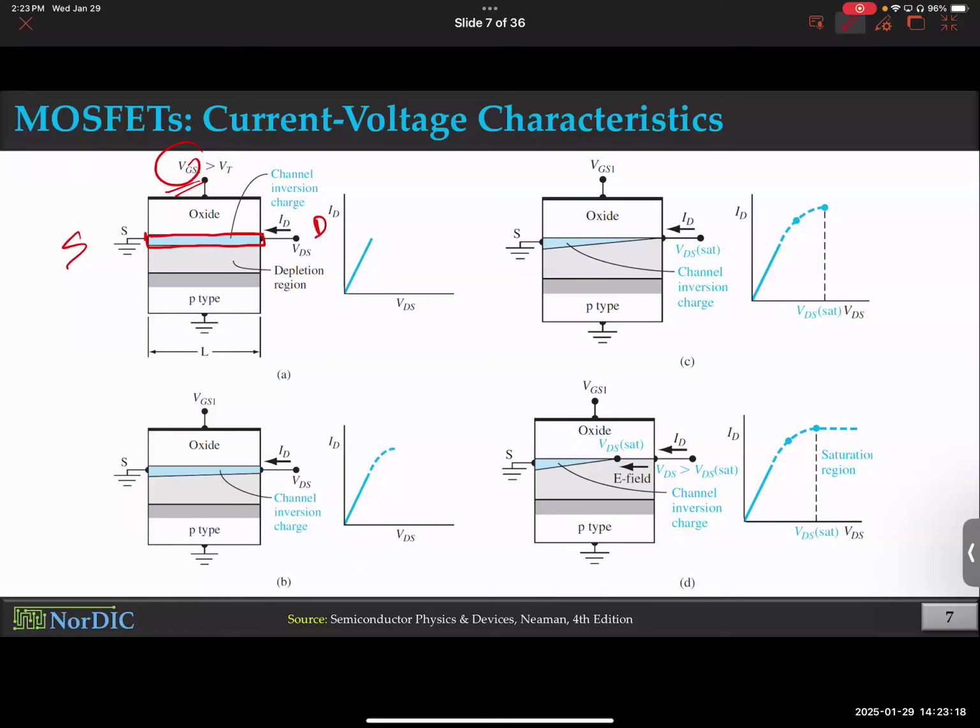So there is a minimum voltage that you have to apply to create that channel. That minimum voltage is called the threshold voltage. So if you apply more than threshold voltage, then you create the channel. So that's why VGS greater than V threshold. So after you create the channel, so that's the VG, gate voltage. But now you have to deal with the other two terminals, drain and source.